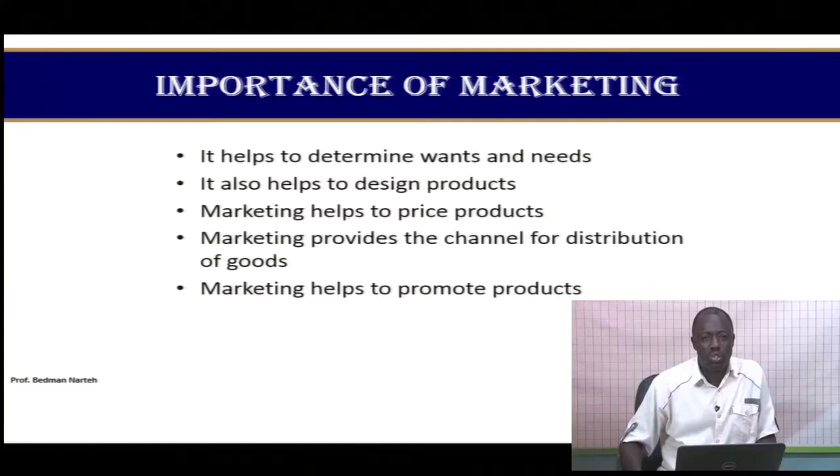What does marketing do for all of us? One, it helps you to determine wants and needs. I'll come to explain wants and needs as we move on. It also helps to design products. So through marketing, companies are able to identify customer needs and are able to design appropriate products and services to match them. Marketing also helps to implement pricing strategies. In other words, when you have products and they are not priced, they don't mean anything on the market. Pricing becomes the medium of exchange on the market.